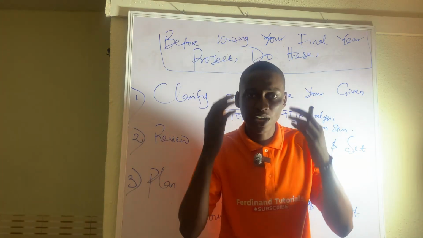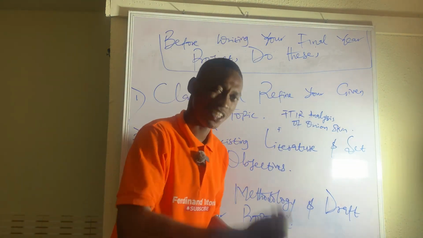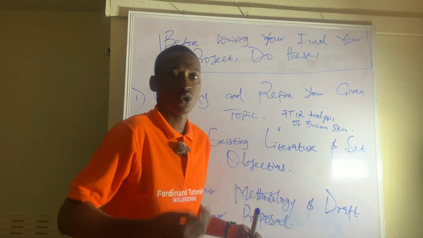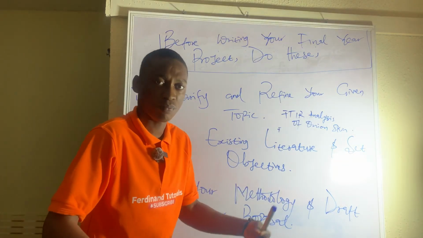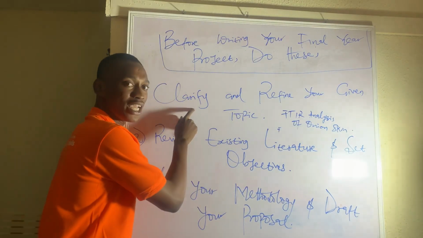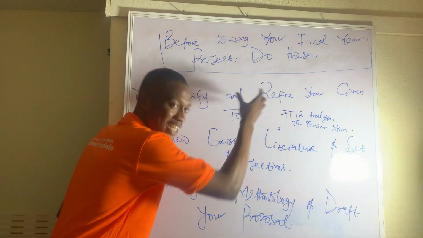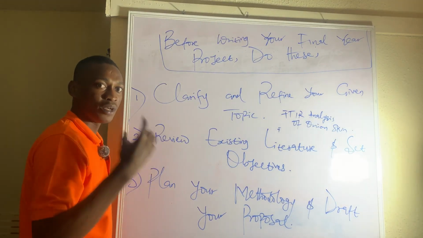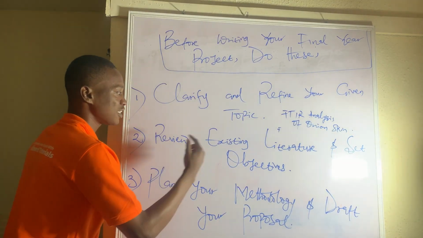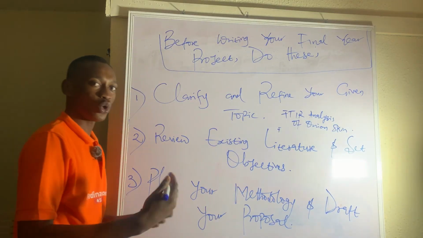It is only when you read and understand something that you can be able to refine a topic. You don't refine a topic based off of what you don't know. You refine a topic based off of what you know. So you must first of all gain clarity, that is understand, and then you can refine. Are we there now? Now that's the first step. The second step is reviewing existing literature and set objectives.